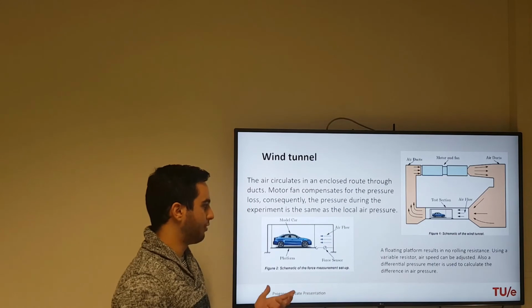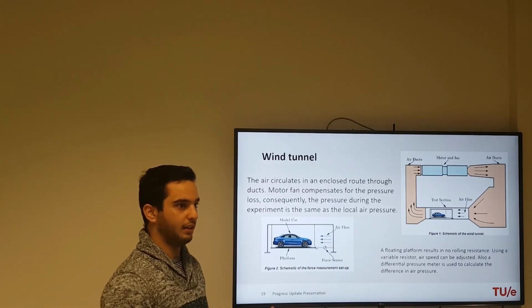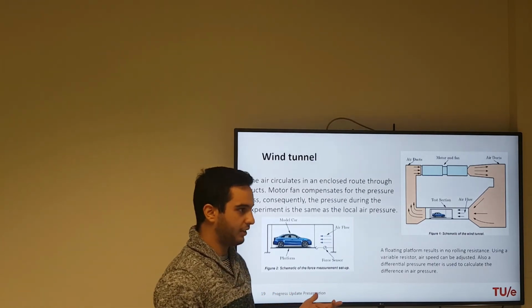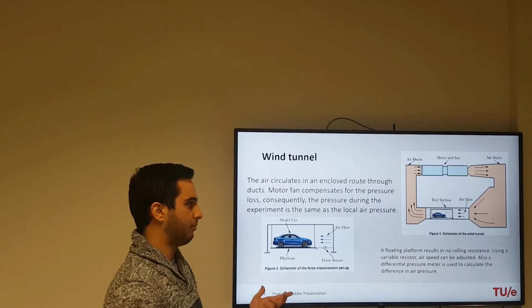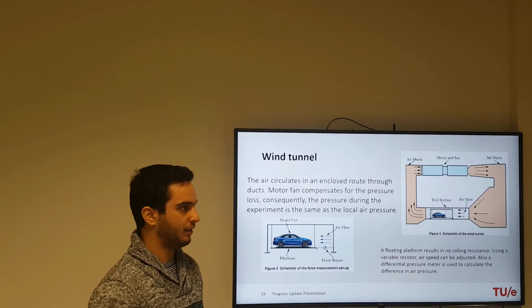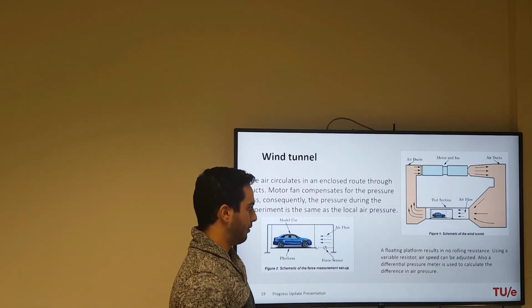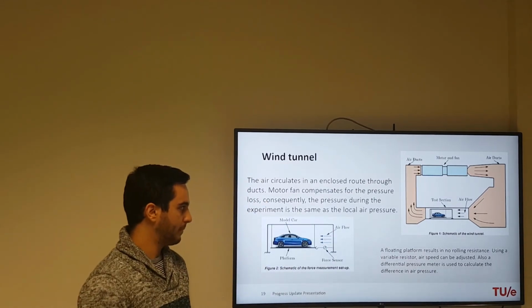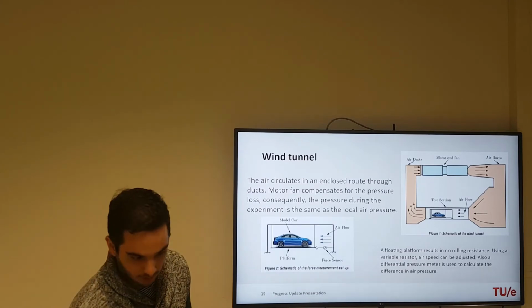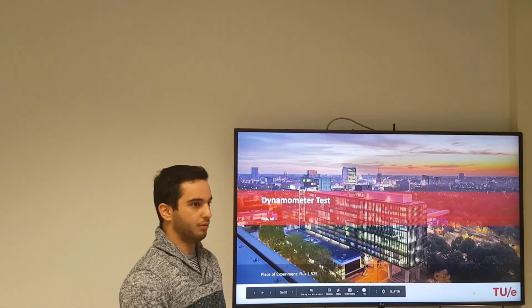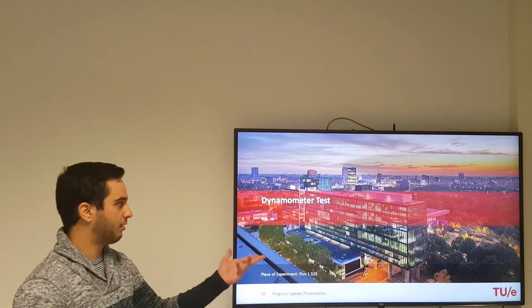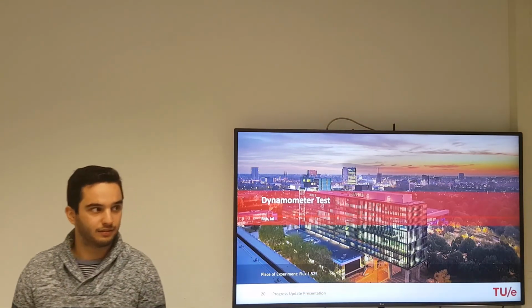And driving at low speeds doesn't mean that it's going to be more energy efficient, because that way we're going to neglect the other rolling resistance forces and so on. Therefore, I would like to end my presentation here. I'd like to give the word to Jay, who is going to speak about the dynamometer test.